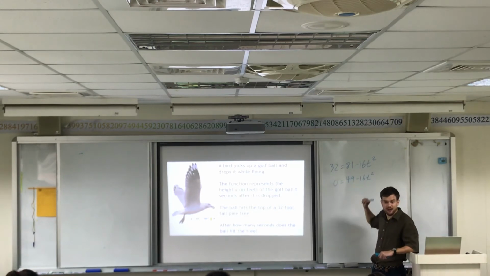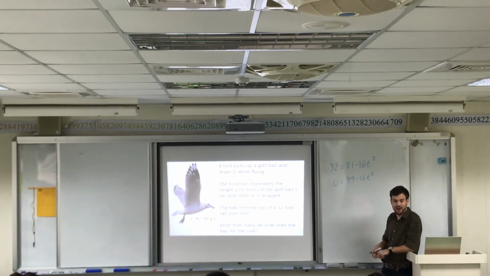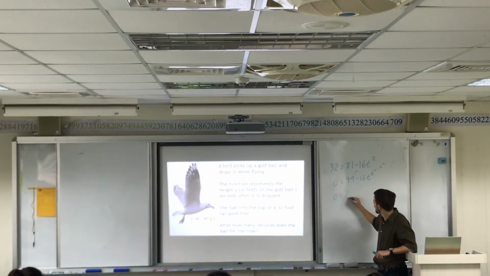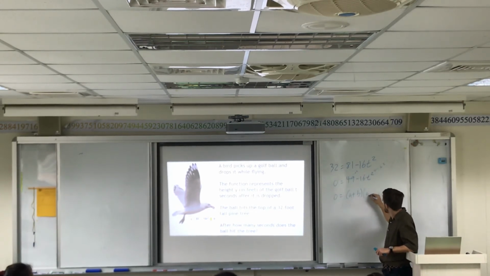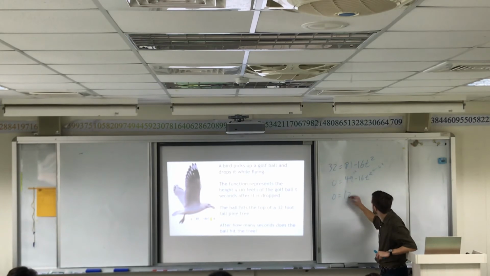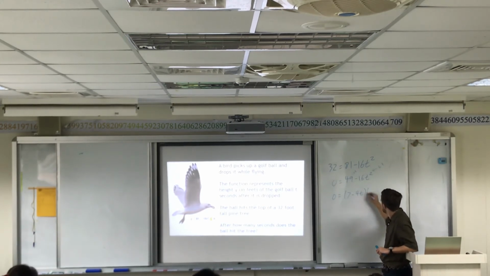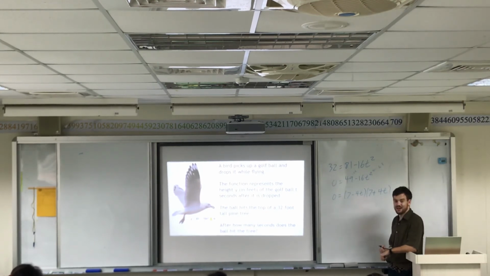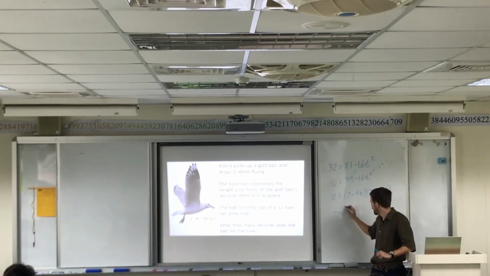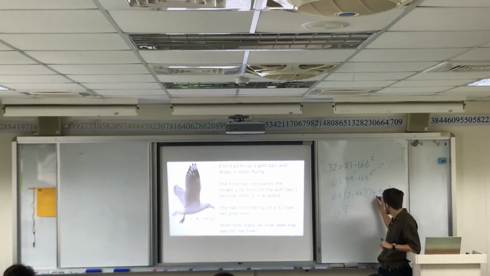49 is a perfect square. 16t squared is also a perfect square. So this is a difference of squares. This can be my a squared, and this can be my b squared. So I get 0 equals a plus b times a minus b. But what's a and what's b? It's 7 minus 4t and 7 plus 4t. So t could equal, if this is 0, 7 over 4. And if this is 0, t equals negative 7 over 4.